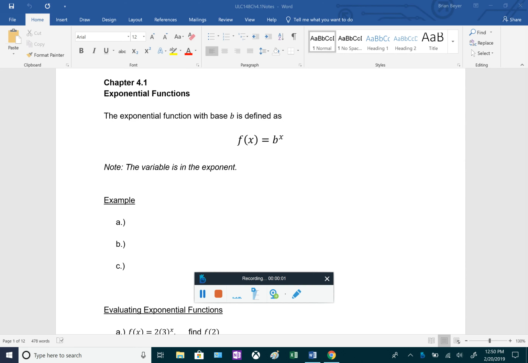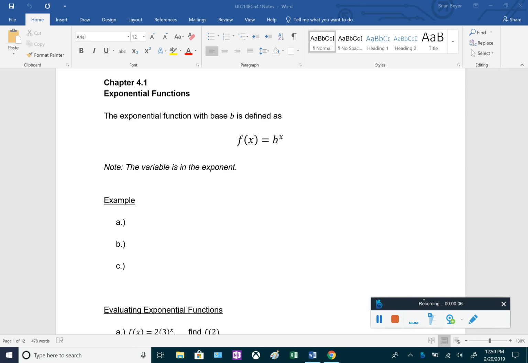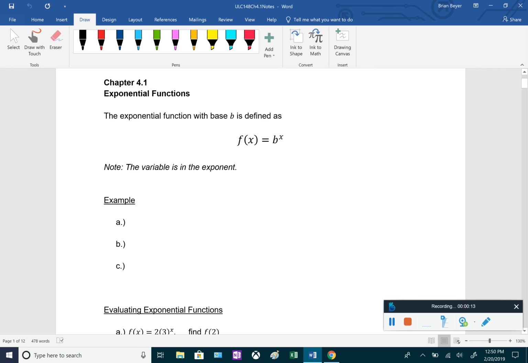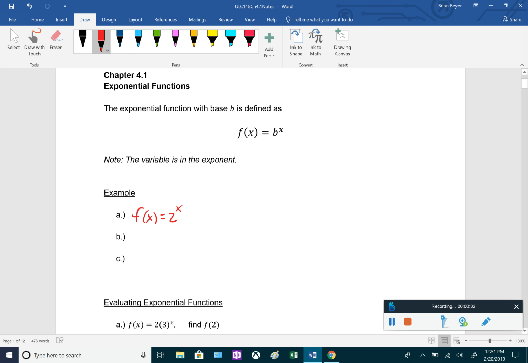In chapter 4.1, we'll be going over exponential functions. So an exponential function is going to be in the form f of x, a function with respect to x, equals b to the x. The b we call a base. The b is a number, and then we have x as the variable in the exponent. So for example, something like f of x equals 2 to the x. That's an exponential function. We have base 2 with the variable x in the exponent.